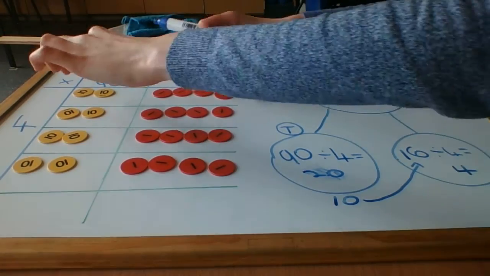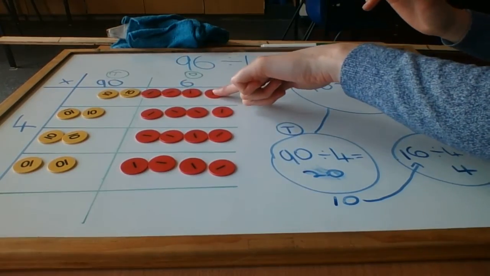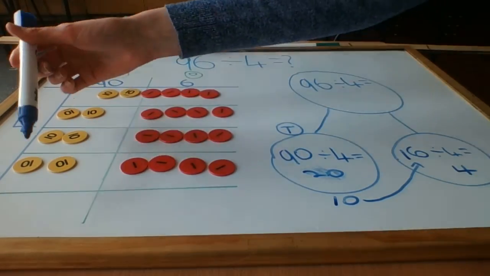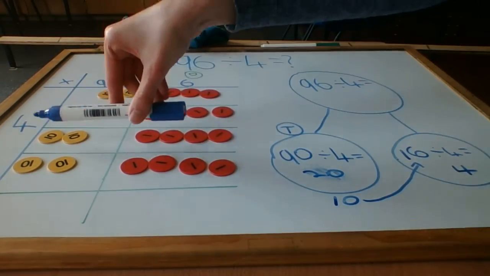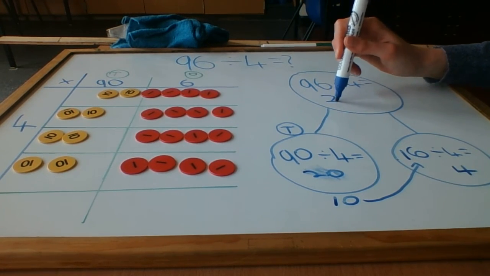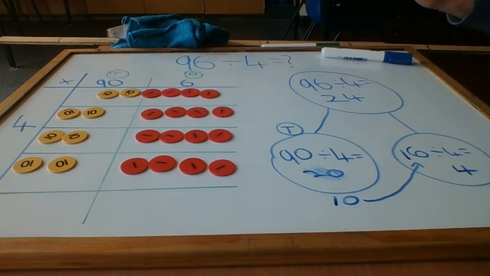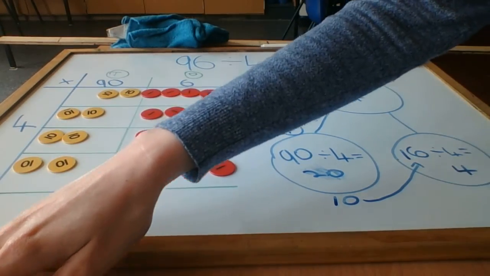20 and 4 is, when we put the tens and the ones together, I've got 24. 96 divided into 4 groups is 24 in each group. 20 and 4. Okay. So that is how you do today's method.